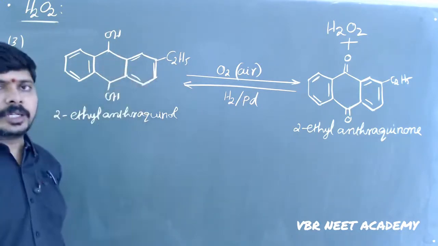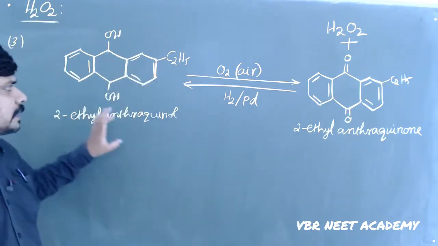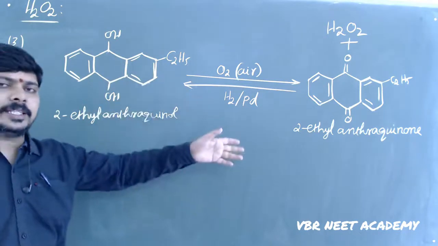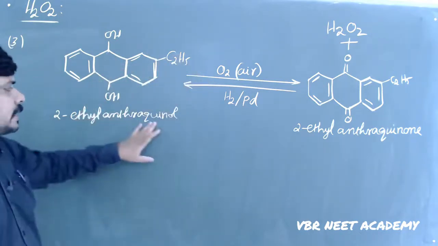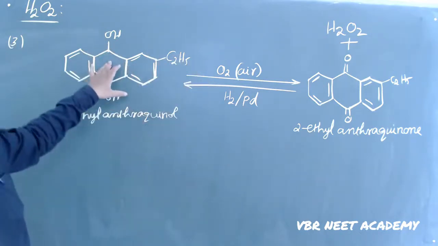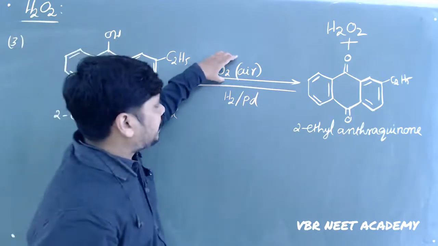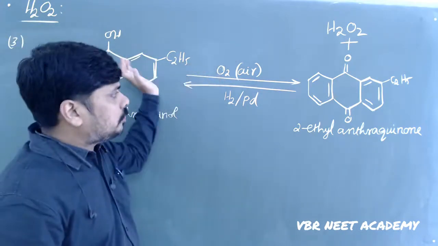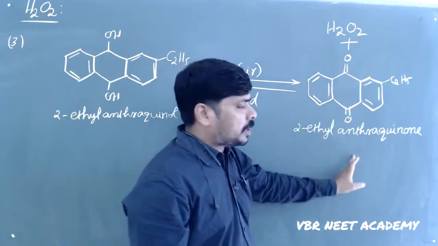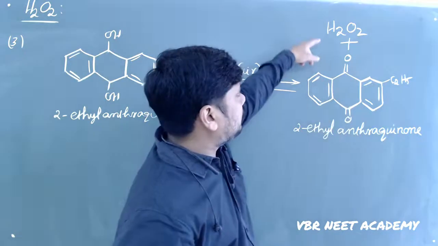anthraquinol we are going to take. Here we are going to take ethylation, you can take butylation, anything you can take. Now 2-ethyl anthraquinol, when it is oxidized in presence of air, is going to give rise to the oxidized product anthraquinone and we are going to get H2O2.